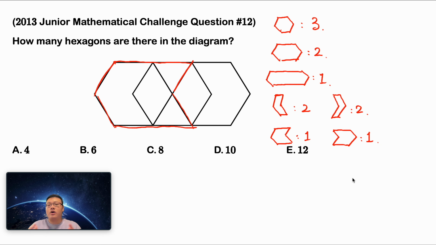And now guys, those are all the different hexagons that we have. And now you can add them together. If you add 3, 2, 1, you get 6. And this 2 and 2, you get 10. And add 1 and 1, you get 12. So the answer is 12. We have 12 hexagons in this diagram.